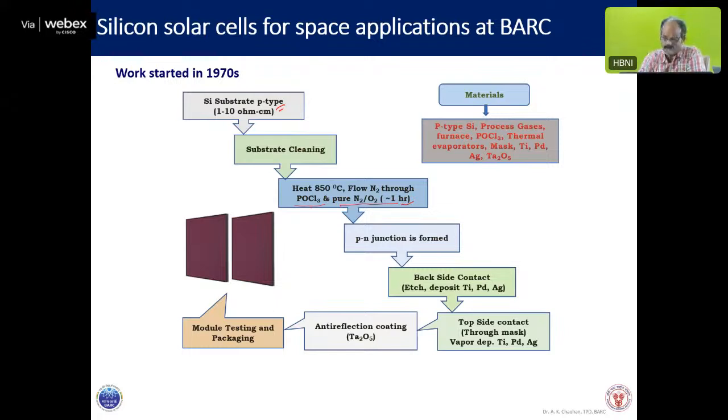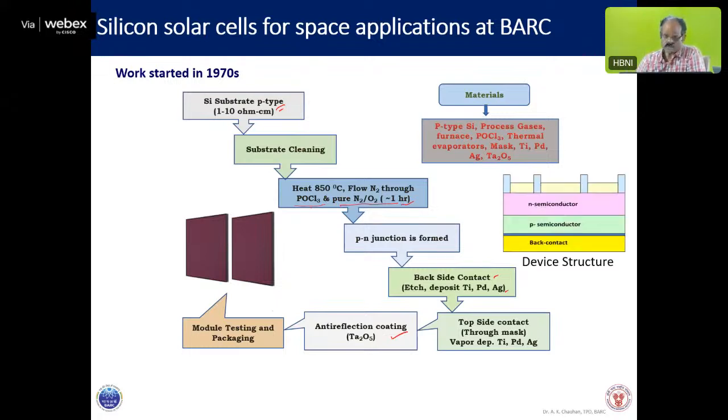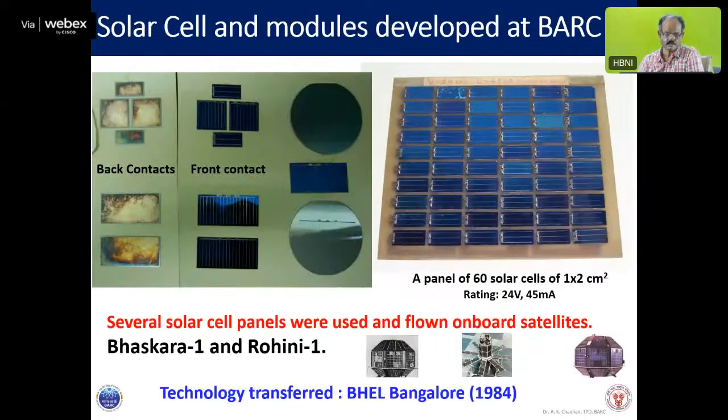Then, as I told in the earlier slide also, back contacts were made, and then top side contacts were made. Then anti-reflection coating, and then modules were made. So this is the typical device structure. You have P-type, the thickness of N-type is small, and then backside contact, and these are the front contacts, and this is the ARC.